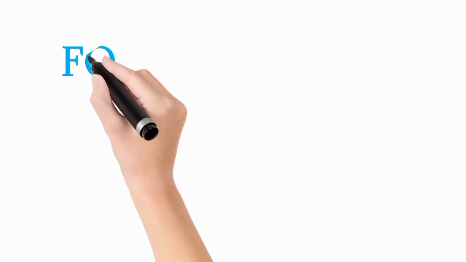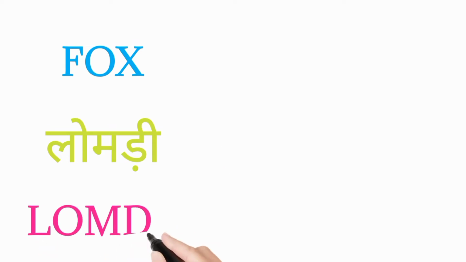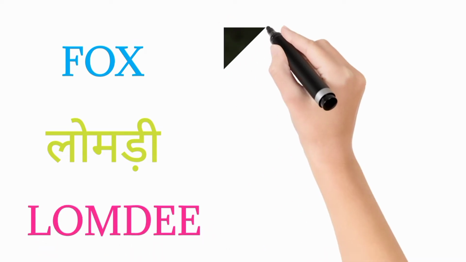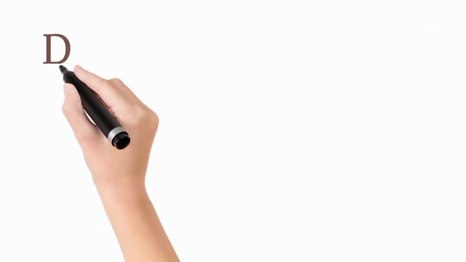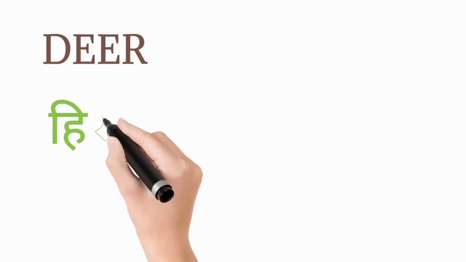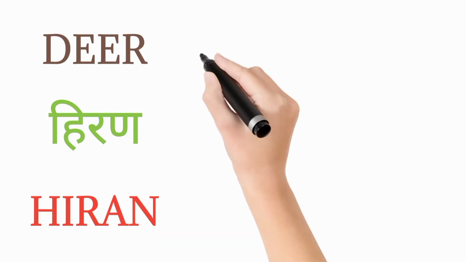And next animal is fox. For fox it is lomdi in Hindi. Okay children? Next one is deer. For deer it is hiran in Hindi. For deer it is hiran in Hindi. Okay?